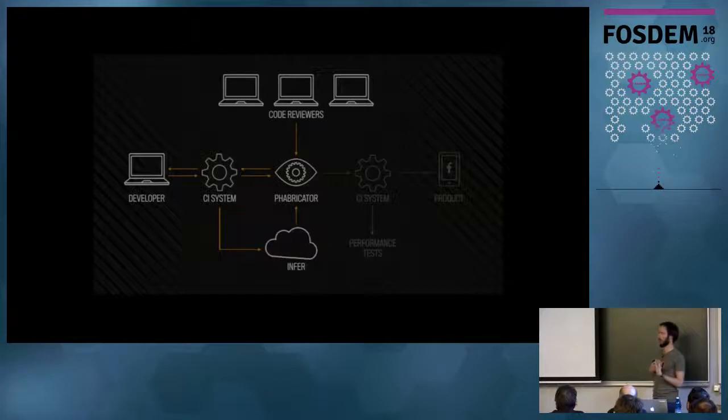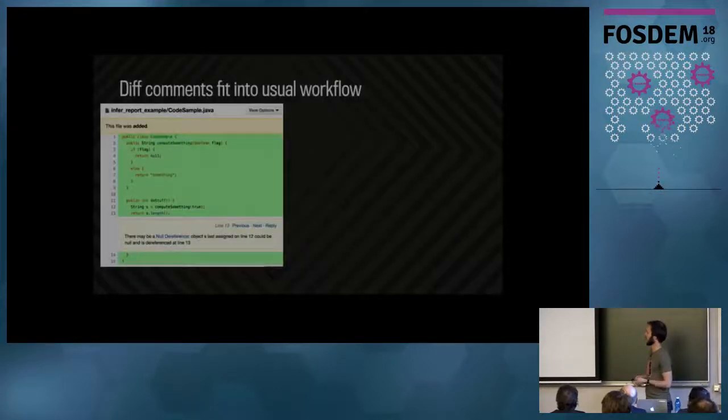This happens all at the same time as human reviewers are reading the code and making comments. So Infer is commenting on the diff just as other human reviewers will. If it finds bugs, it reports them on Fabricator, which is our code review tool that's also open source. Infer comments look just like other human reviewer comments. So in that case, that's a report generated by Infer that says there might be a null reference caused by the diff.